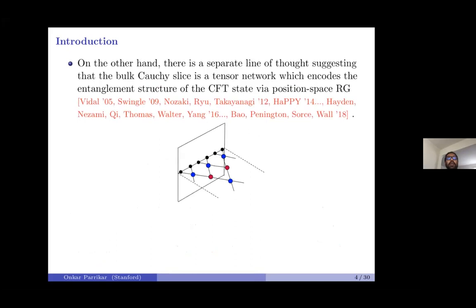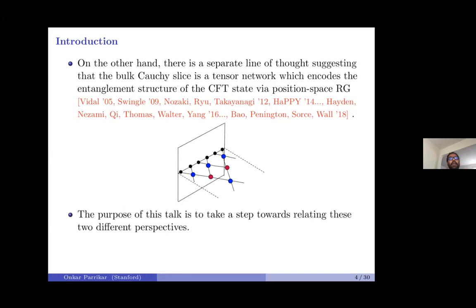Now, on the other hand, there's a separate line of thought which suggests that we should think of the emergent radial direction, at least on bulk Cauchy slices, in terms of a tensor network, which is supposed to encode the entanglement structure of the boundary CFT state in terms of some sort of a position space RG. But the tensor network description has more to do with the entanglement structure of the state and how that is organized in terms of some RG scheme.